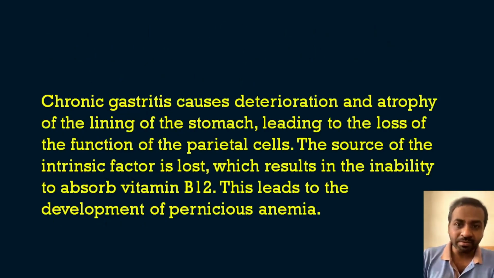So we will see the physiology. We know that chronic gastritis causes deterioration and atrophy of the lining of the stomach, which leads to the loss of function of the parietal cells. So the source of the intrinsic factor is lost, which results in the inability to absorb vitamin B12. This leads to the development of pernicious anemia. Okay, so you are getting a bunch of information from this paragraph. So in chronic gastritis there will be deterioration and atrophy of the parietal cells.